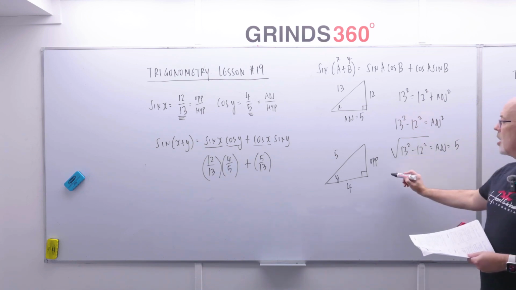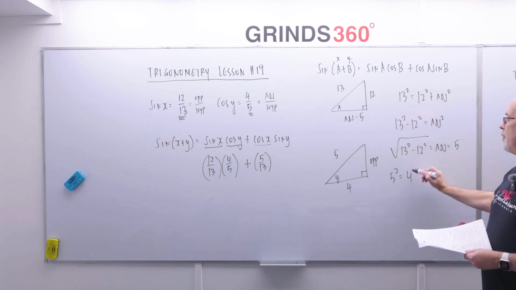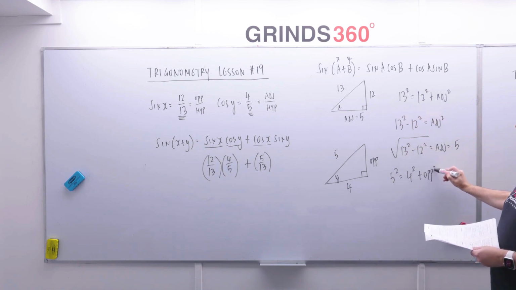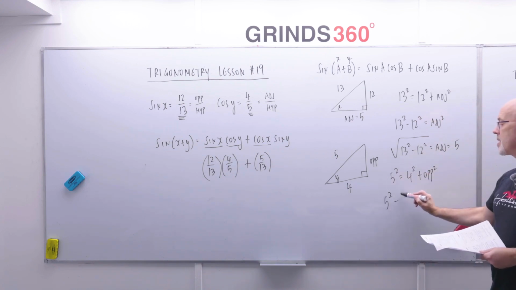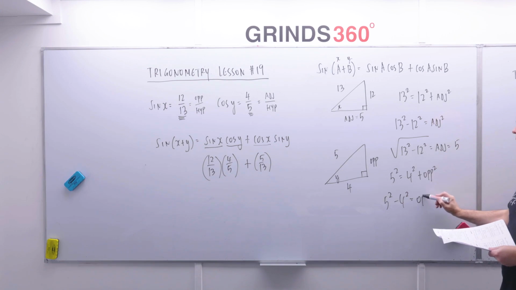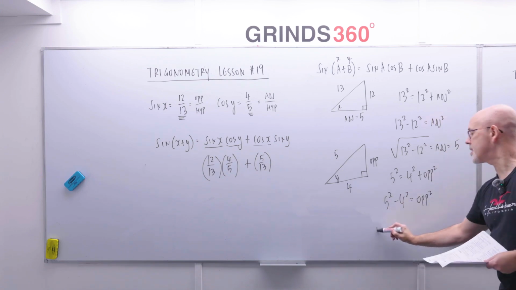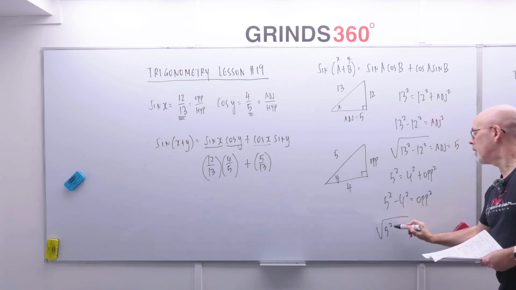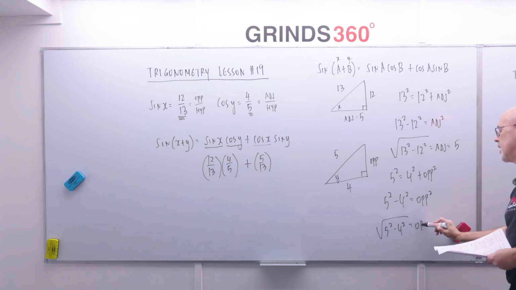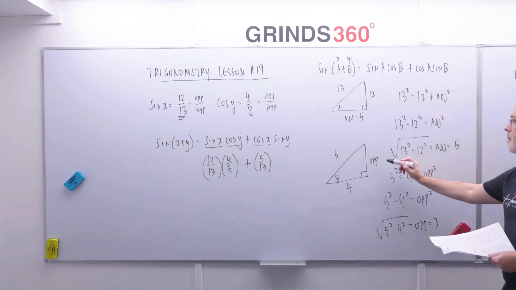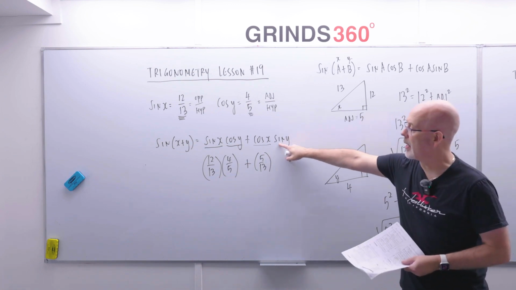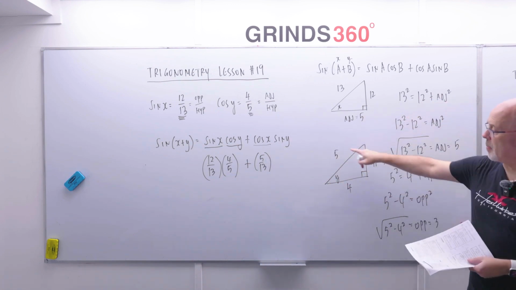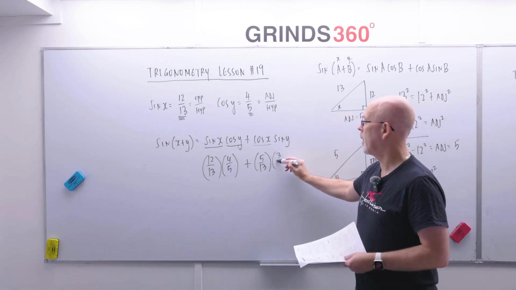So we do the very same calculation there. So 5 squared is equal to 4 squared plus the opposite squared, just applying Pythagoras' theorem. We'll move this across by subtracting 4 squared from both sides, like that. And then take the square root. 5 squared minus 4 squared is equal to the opposite. And the opposite there turns out to be 3. So now that I know the third side, I can now write down what sine y is. So sine y is opposite over hypotenuse, 3 over 5.